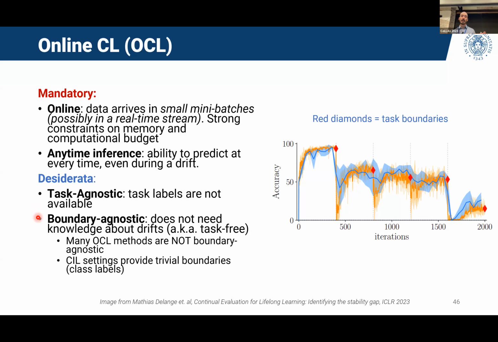In general, many methods are not boundary agnostic. And this is, I think, another of the weak points of the class incremental setup, because in the class incremental setup, you know when there is a boundary because you see a new class that is unseen, and you can do something to, let's say, prepare the model for the new class. Which means, of course, you know when the drift happened.